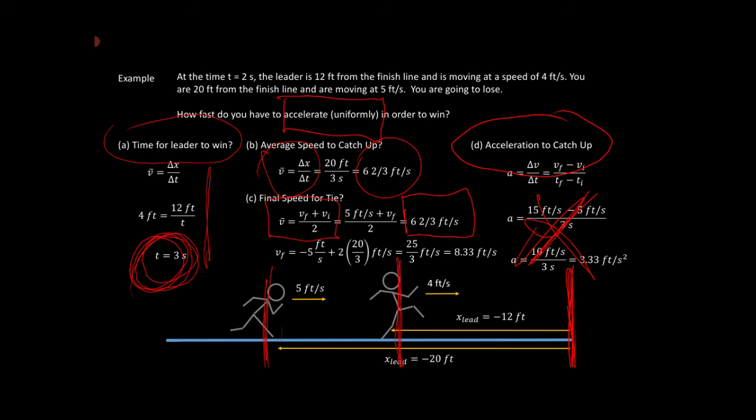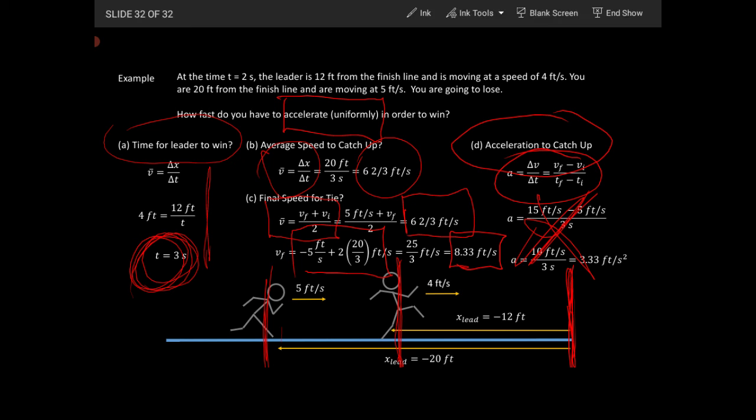So that gives you the 6 2/3 feet per second. So then we do our math in here, and that gives us 8 1/3 feet per second. Then we have to do our acceleration to catch up. Here we use the definition of acceleration. Issue here is that these guys happen to be wrong.